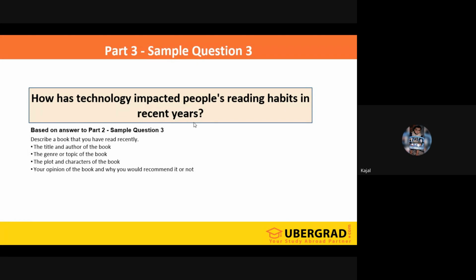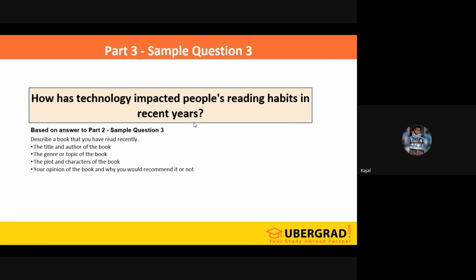Technology has impacted people's reading habits in many ways. Actually, people now are engaged on their phones, and their eyes are glued to smartphone screens. So they don't prefer to read from books or novels, but they prefer to read on their mobile phones or laptops, because they think that these are convenient methods to read nowadays.